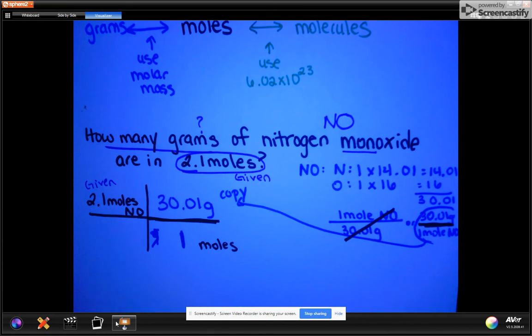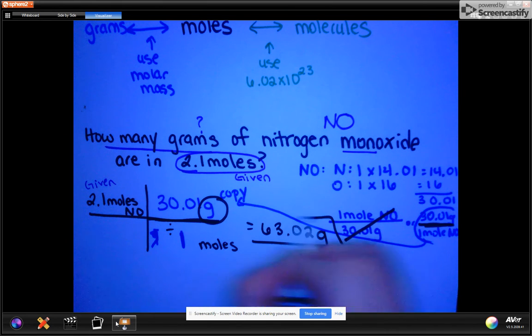Okay. And then we pick up our calculator and we solve this. You're going to multiply the top numbers, so you're going to do 2.1 times 30.01 and then divide by 1. And you get 63.02. The last unit you wrote down is grams. So that's going to be your answer.